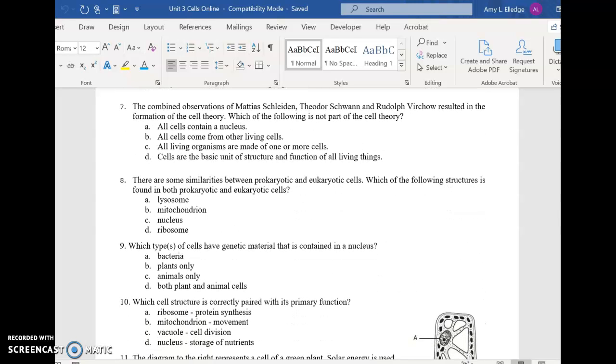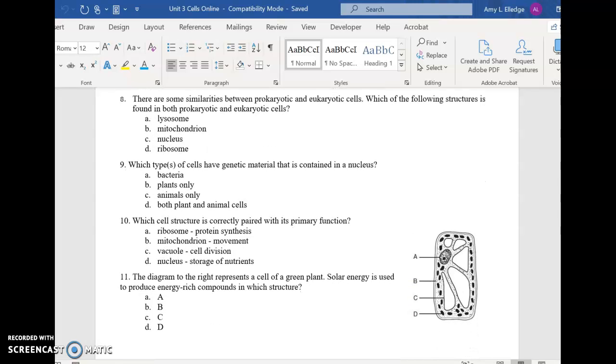Number 7, the combined observations of Schleiden and Schwann and Virchow resulted in the formation of the cell theory. Which of the following is not part of the cell theory? Well, one of the questions we previously did should have given you a clue about this one. All cells do not contain a nucleus, because prokaryotes do not have a nucleus, but they're still cells. Cells do come from other living cells. All living organisms are made of one or more cells, and cells are the basic unit of structure and function of all living things.